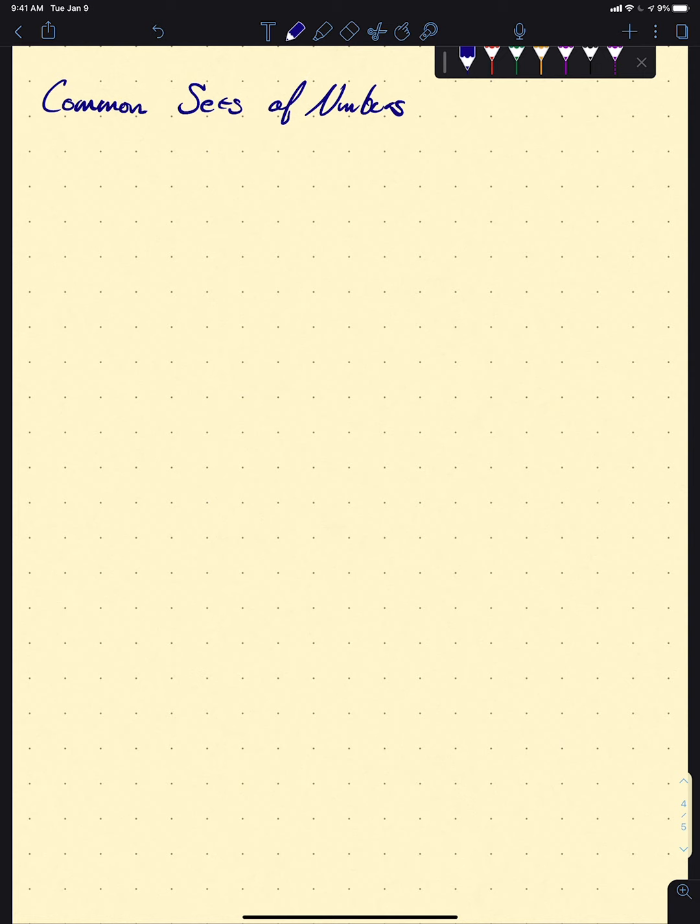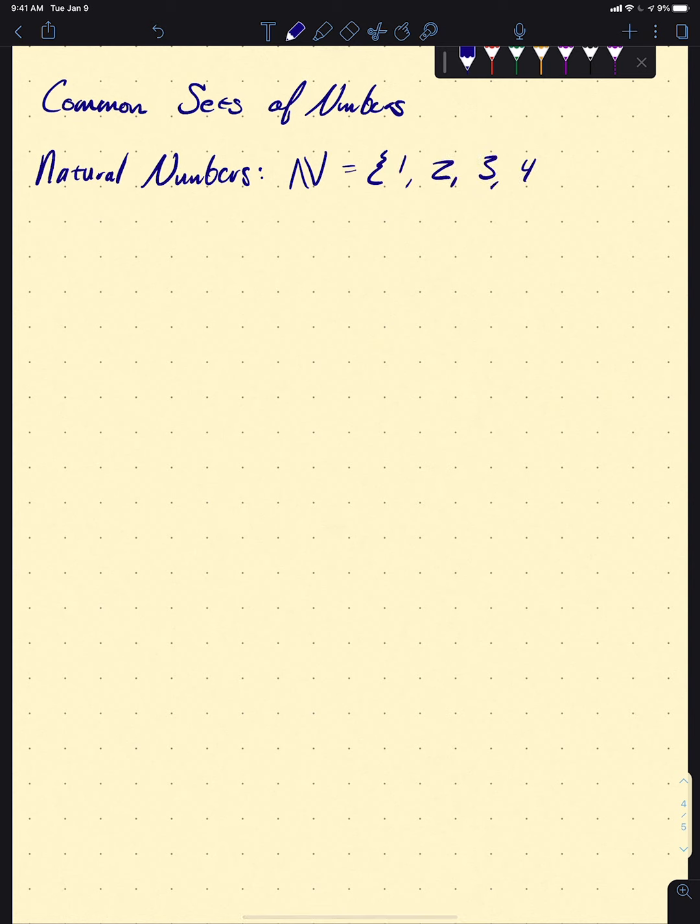So the first one are called the natural numbers. And we denote the natural numbers with this fancy N, right? It's sort of an N with this sort of hollow in the middle. And the natural numbers are simply the counting numbers, right? So 1, 2, 3, 4, and so on. All of the whole non-zero positive numbers.